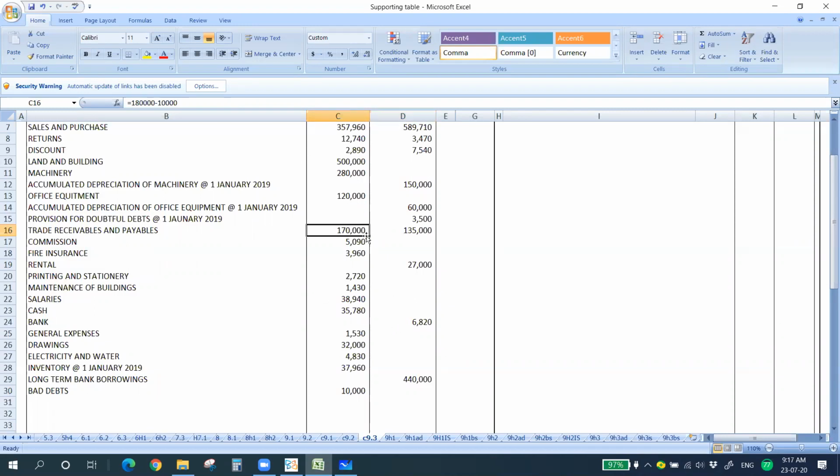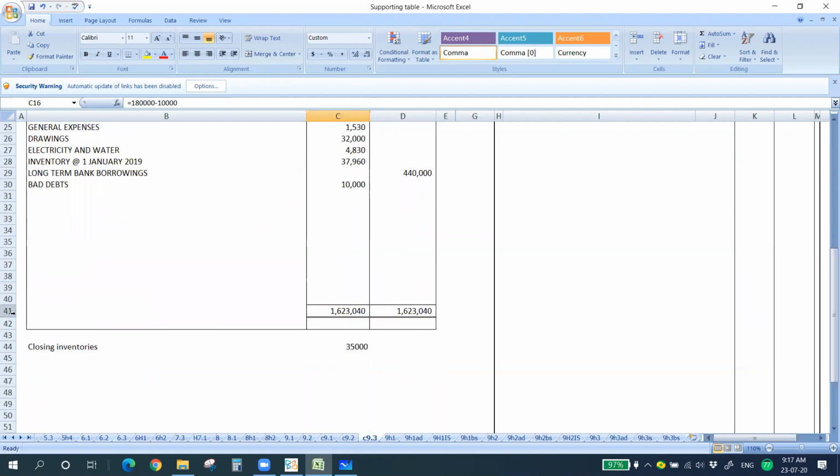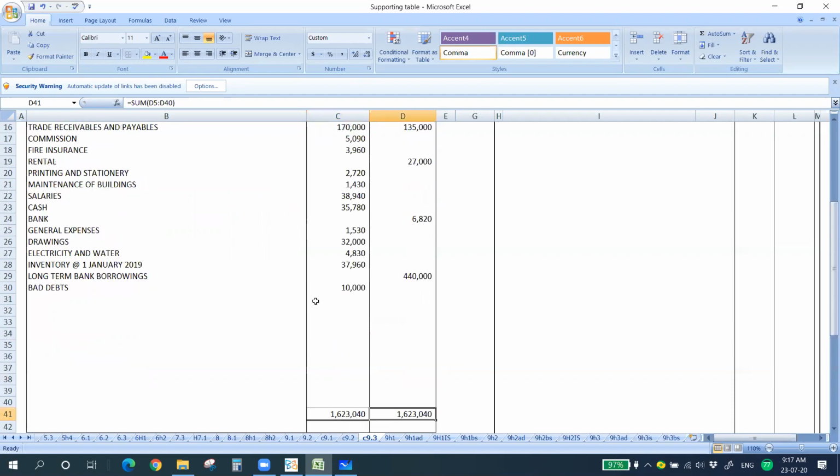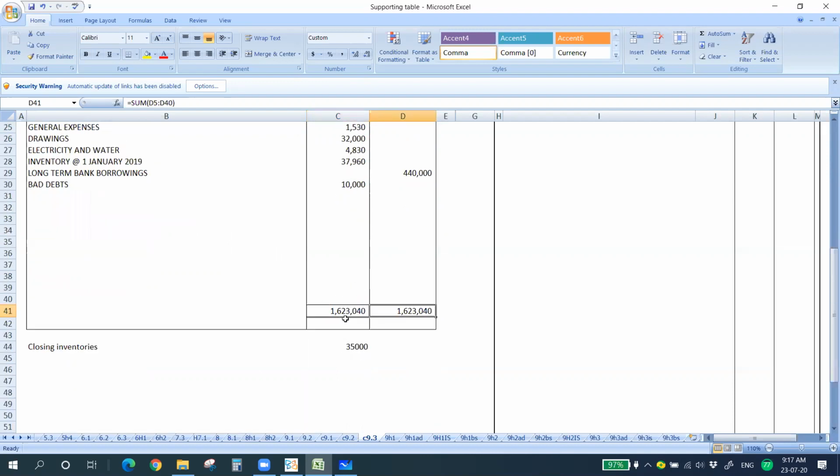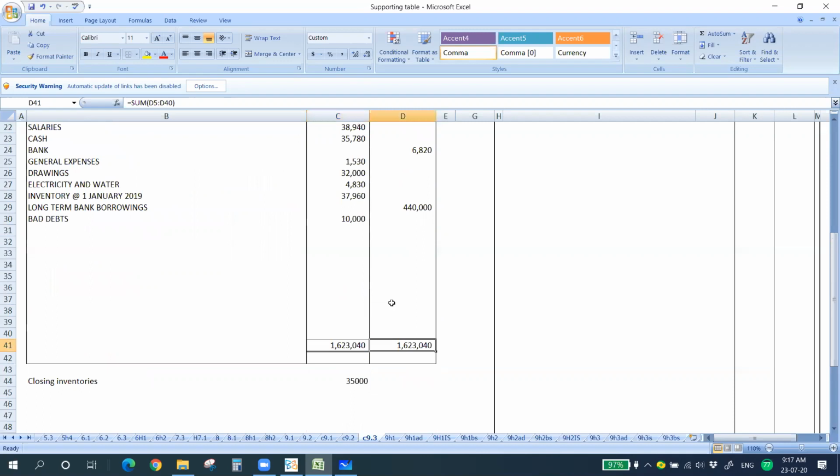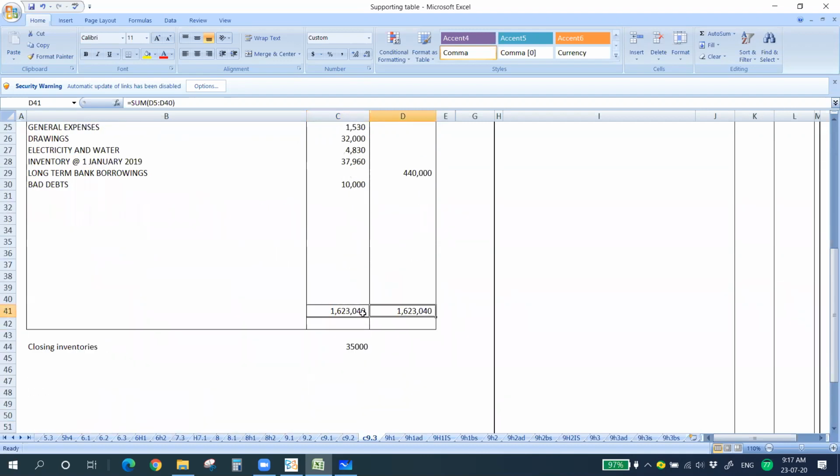How to ensure that your adjustment is correct? After each double entry, you go to the total here. If your debit still matches your credit after the adjustment, it means that your adjustment is correct. So the technique here is after each adjustment, check your balances. You don't check the balances only at the end of all your adjustments. It may be too late for you to identify the mistake.